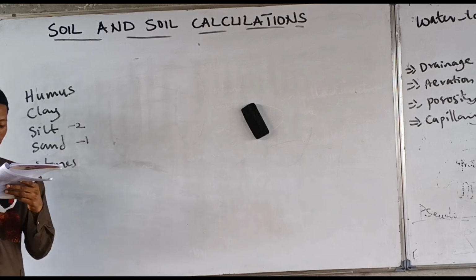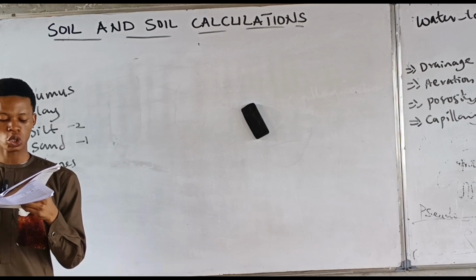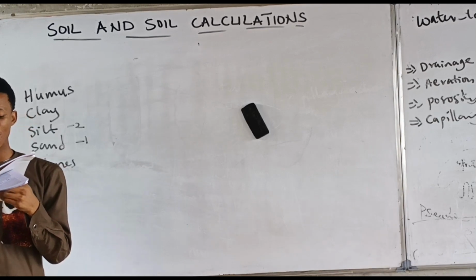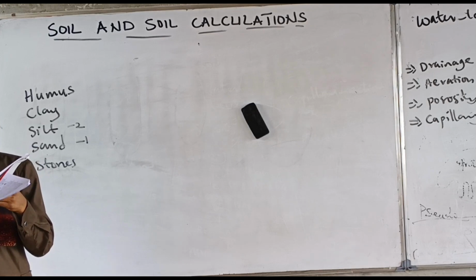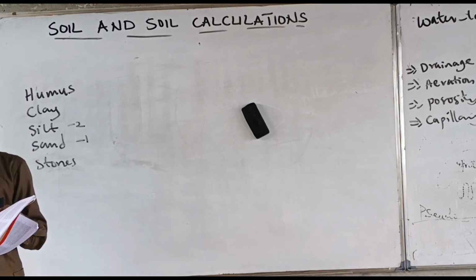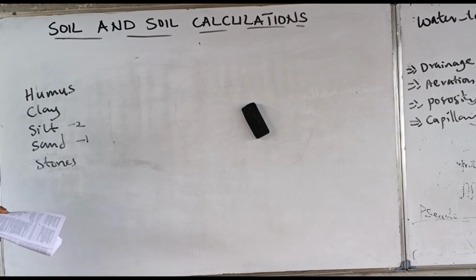The question says, if a handful of soil is shaken with water and left to settle, the soil particles will settle from light to heavy particles as follows. From the lighter one to the heavier one. So you are arranging from light to heavy.